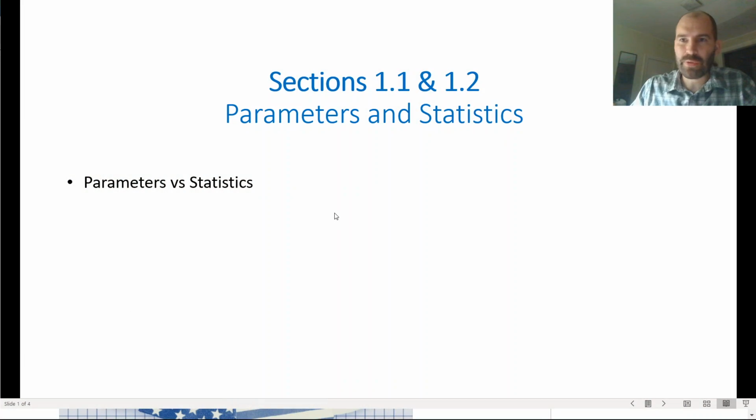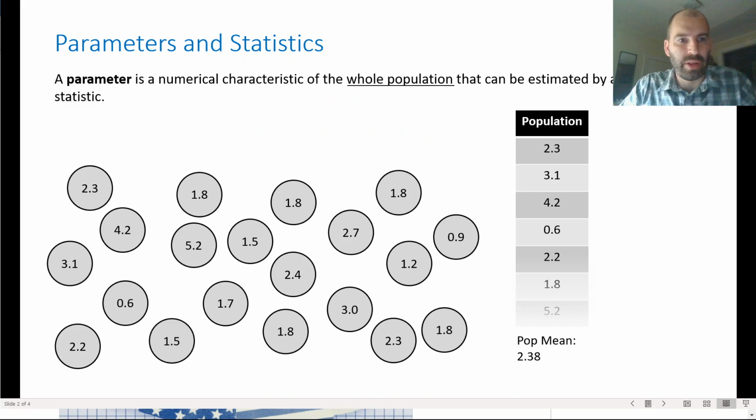All right, so this is a very quick video here. We're going to be talking about just parameters versus statistics. So what is a parameter? A parameter is a numerical characteristic of the whole population that can be estimated by a statistic. I haven't told you what a statistic is yet, but we'll see. A parameter is a numerical characteristic of the whole population.